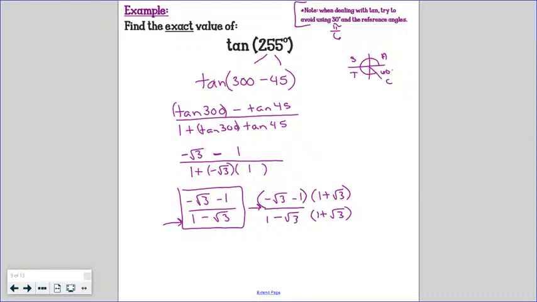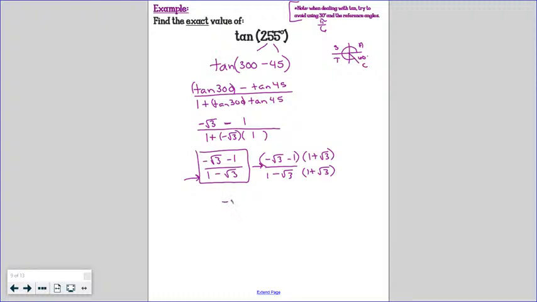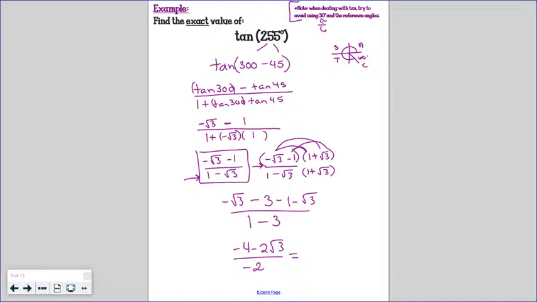And we'd have to FOIL in the top. So foiling in the top would give me, let's see, negative square root of 3, negative, that was here. Negative square root of 3 times square root of 3 would be negative 3. Negative 1 times 1 would be negative 1. And negative 1 times square root of 3 would be negative square root of 3. In the bottom, we get the first thing squared minus the second thing squared. So cleaning this up, we end up with negative 4 minus 2 square root of 3 over negative 2. And if I divide each of these things by negative 2, I end up with 2 plus the square root of 3.